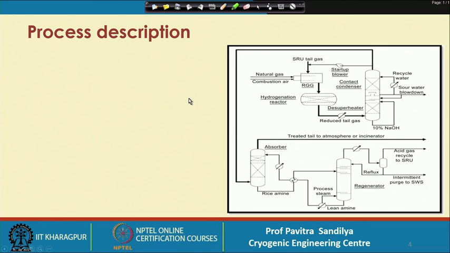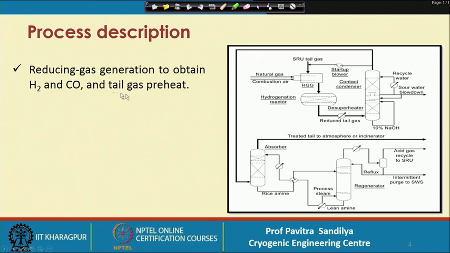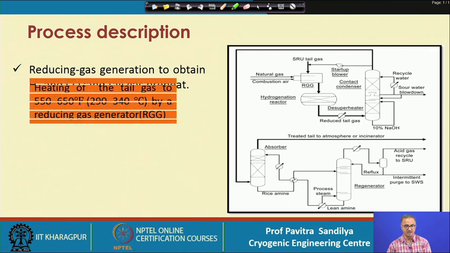So, this constitutes basically three steps. First step is the reducing gas generation to obtain H2 and CO and the tail gas preheat. So, these hydrogen and carbon monoxide are the reducing gas which are generated here, and in this what is done is that we heat the tail gas to about 290 to 340 degrees centigrade by a reducing gas generator which is shown over here. So, this natural gas is coming and the combustion air is also inputted. This is the reducing gas generator.